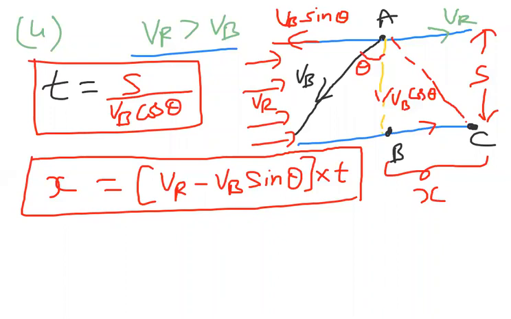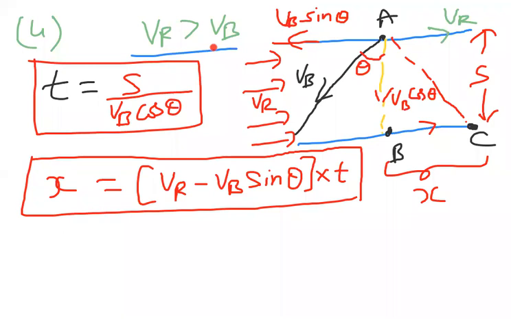Why did you write VR minus VB sin theta, sir? Because both are opposite. VR and VB sin theta are opposite. I want X. In horizontal, we have two speeds. So what is the net speed? VR minus VB sin theta. Some student can ask now, sir, why didn't you write VB sin theta minus VR? Why did you write VR minus VB sin theta?